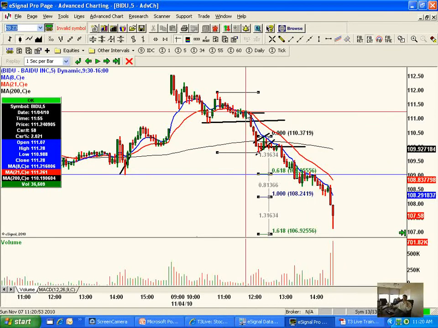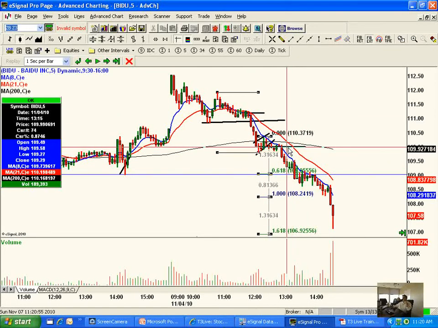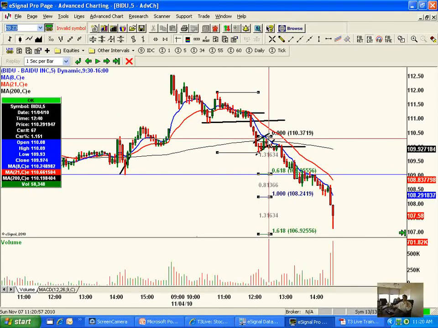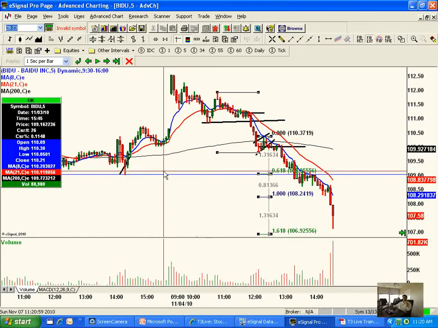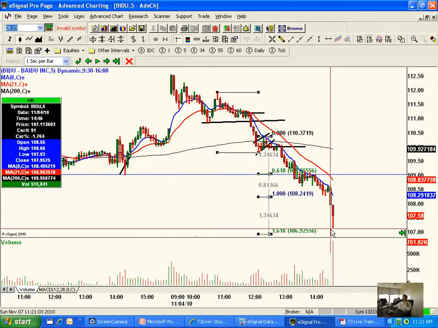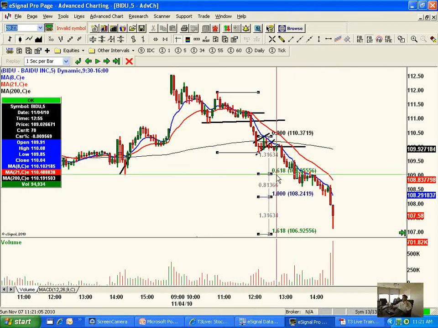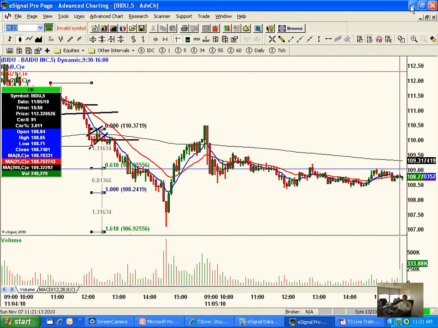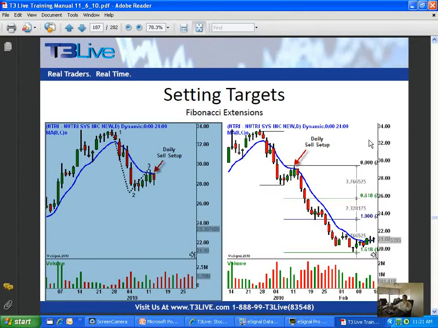Okay, you wait for your declining moving averages. Okay, you wait for your snapbacks. You use support and resistance. And even if you had taken the whole profit at 109 and it goes to 107, it's a good trade. Your risk reward was still very much in your favor. Okay, so that is how we use extensions.